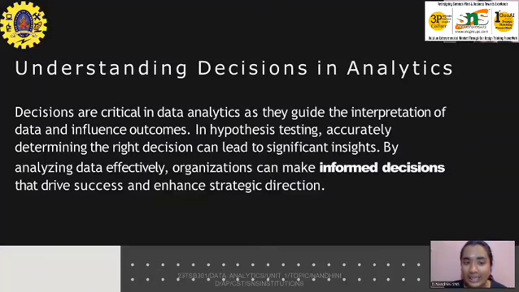For critical data analysis, we have one guide that provides an interpretation of data and influences the outcome. How are we interpreting it, and how are we influencing that outcome? In hypothesis testing, accurately determining the right decision can lead to significant insights by analyzing the data. How effectively are we analyzing and organizing that information? Understanding the decisions and their success is known as decision making. These decisions can be made with the help of many things.